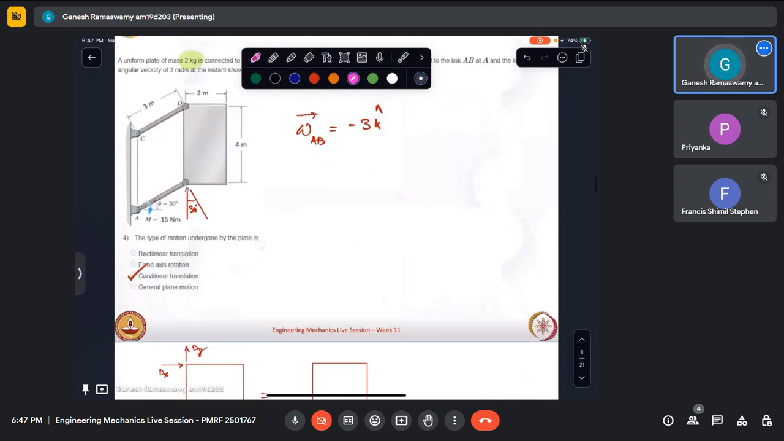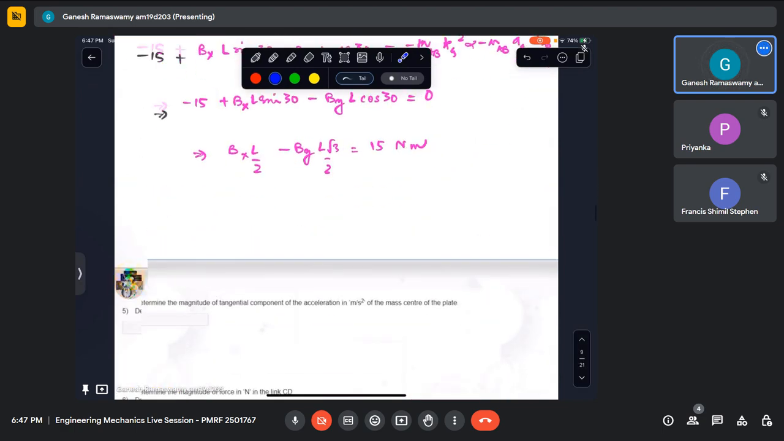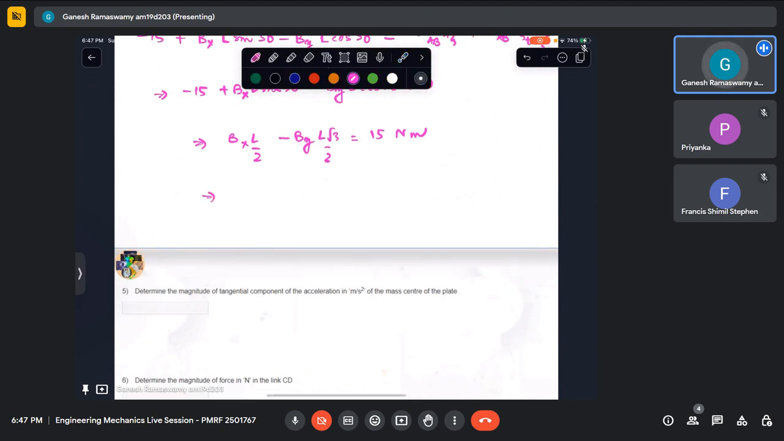Are we sure L is not... Oh, L is given actually. Okay, L is given, so I'll just substitute that. So this will be Bx by 2 minus 3 root 3 by 2 By equals 15. So we have one equation here.